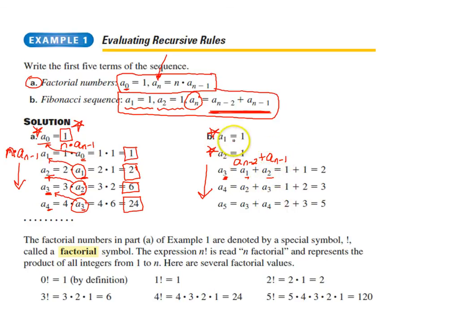Well, what's a sub 1? Come back up here. A sub 1 was 1, plus a sub 2. A sub 2 was 1. 1 plus 1 is 2.